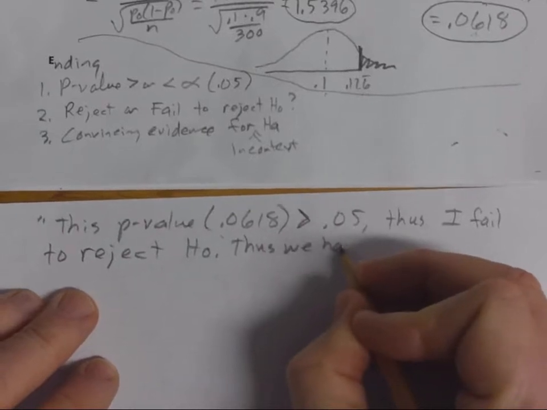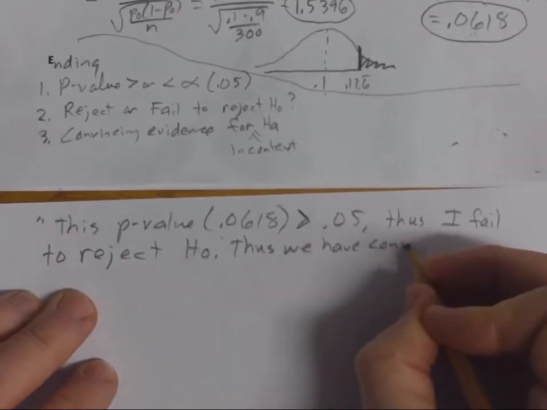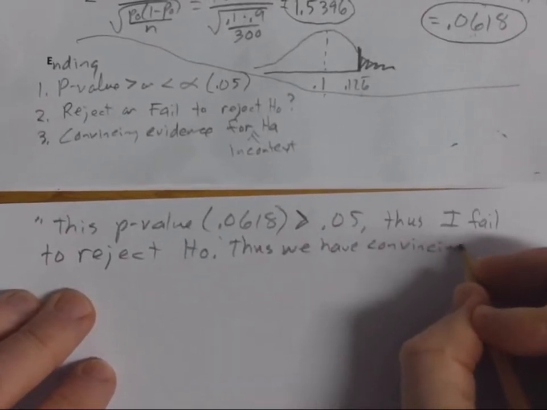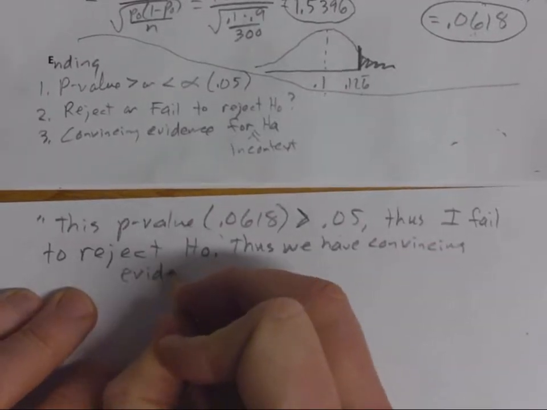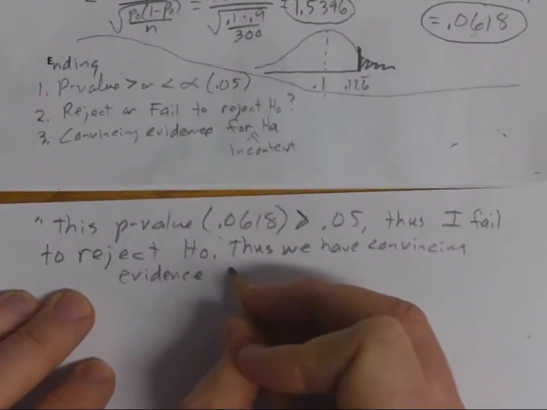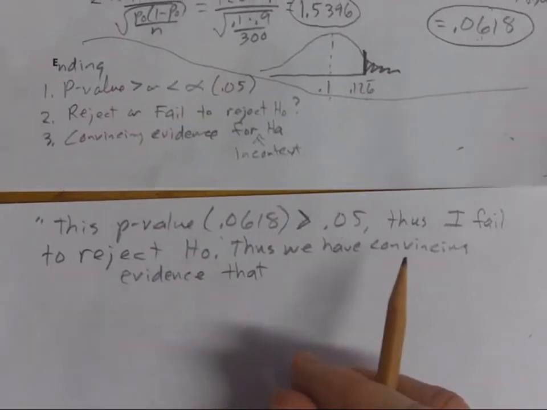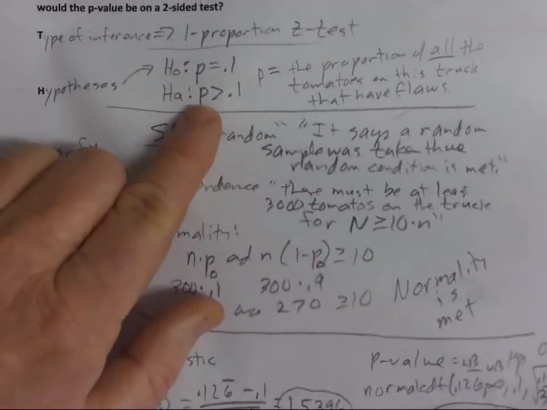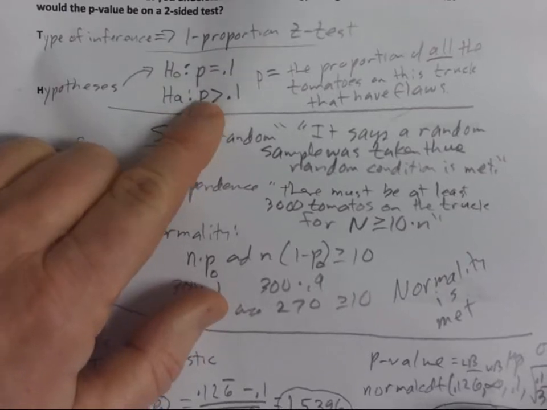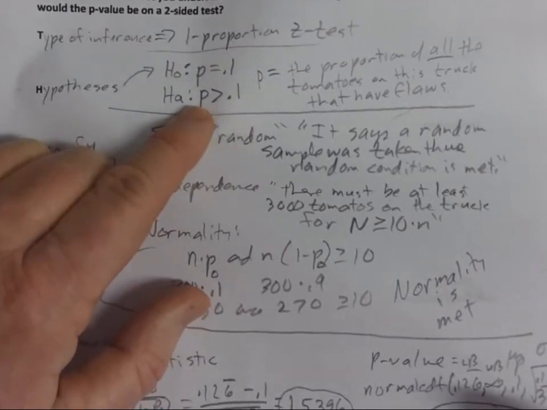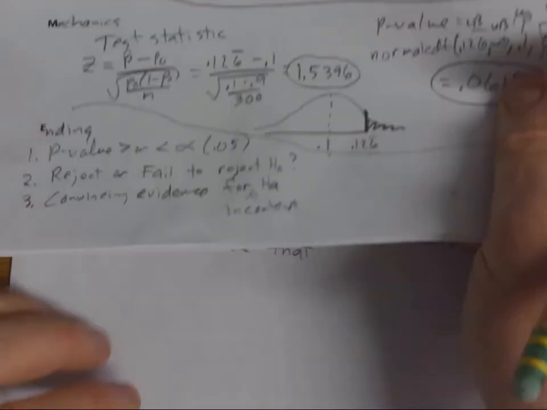Thus, we have convincing evidence for the alternative. Convincing evidence that, and then you restate the alternative in context. Our alternative is that P, the proportion of flawed tomatoes, is greater than 10%. So you're just going to restate that in context.